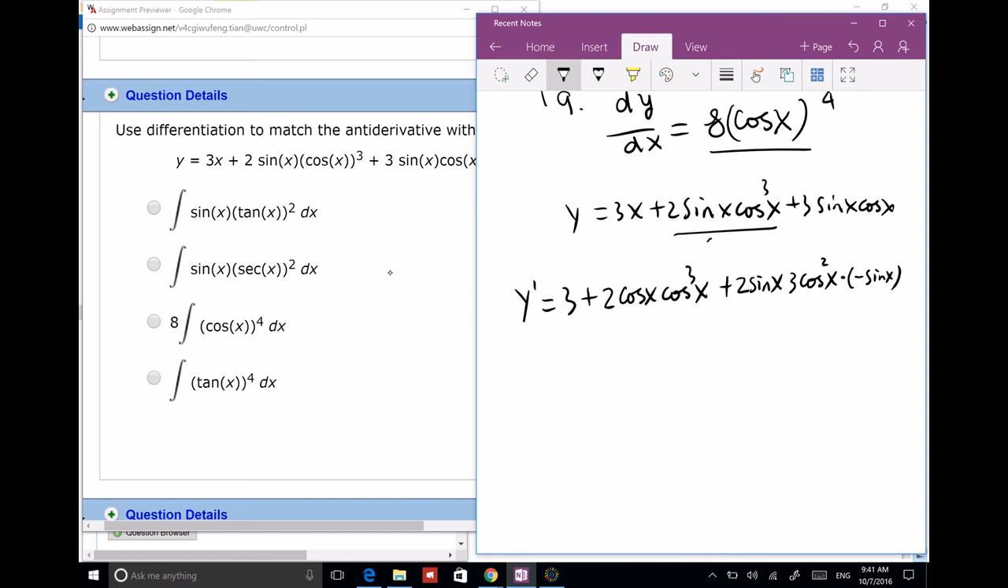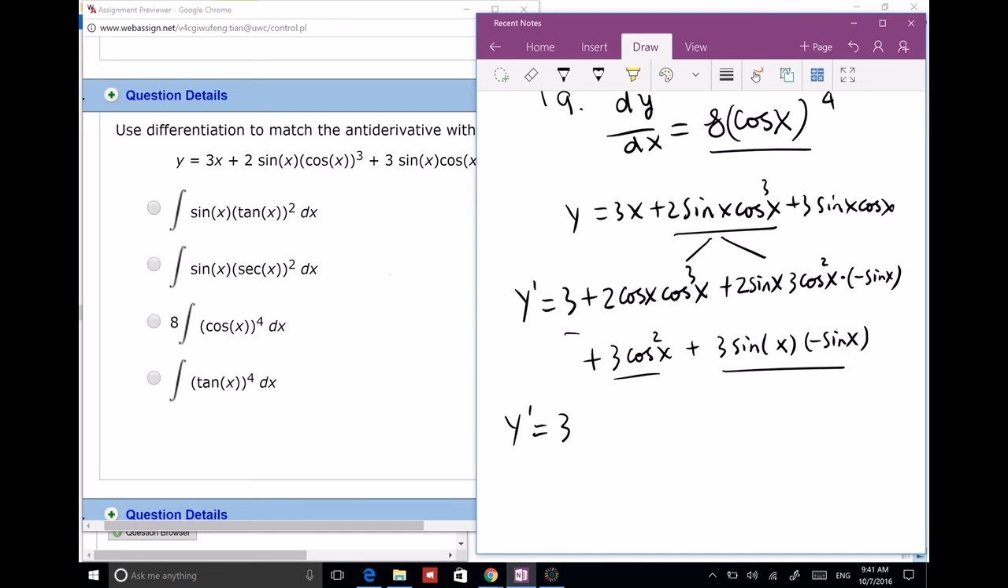Okay, this is the derivative of that. Okay, product rule. The next one we also do the product rule: 3 cosine x square plus the derivative of sine is 3 sine x times the derivative of cosine, which is negative sine. Okay, so the prime equals 3 plus 3. This is 3 minus 3. I'll just do that.